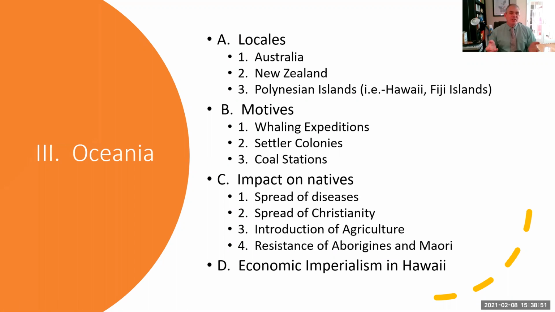When I say Oceania, there's really three locales that we want to think about. One is Australia, second is New Zealand, and then the third are the Polynesian Islands. Now there are lots of Polynesian islands. French Polynesia, for example, is a Polynesian island. Hawaii, the Fiji Islands, those are two good examples of Polynesian islands.